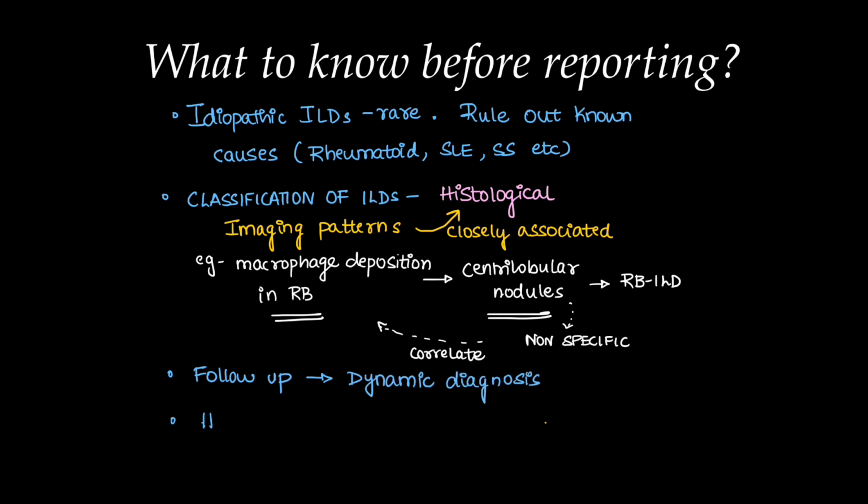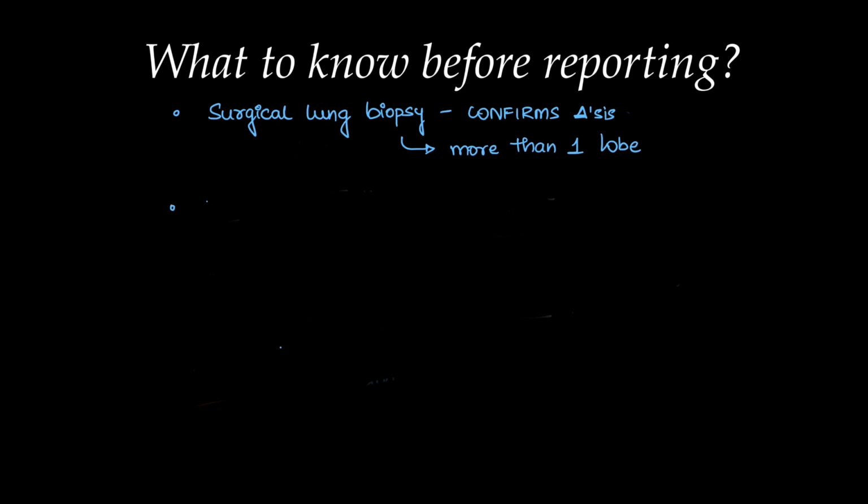Follow-up scan is required because it's a dynamic diagnosis. HRCT chest is the imaging of choice. Surgical lung biopsy confirms our imaging diagnosis. While taking biopsy, we have to take samples from more than one lobe. And response to corticosteroids, which are the mainstay of treatment, is seen best in cryptogenic organizing pneumonia.